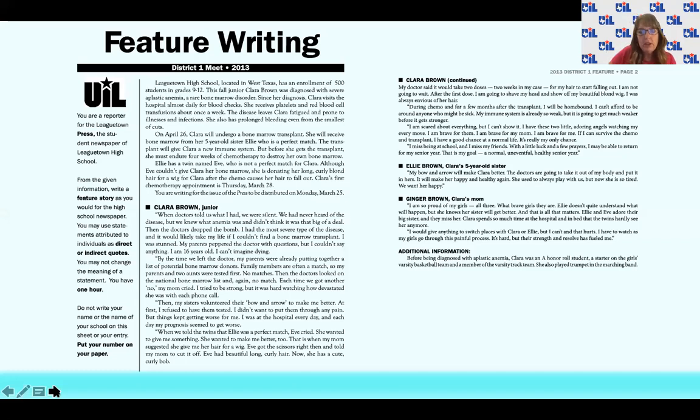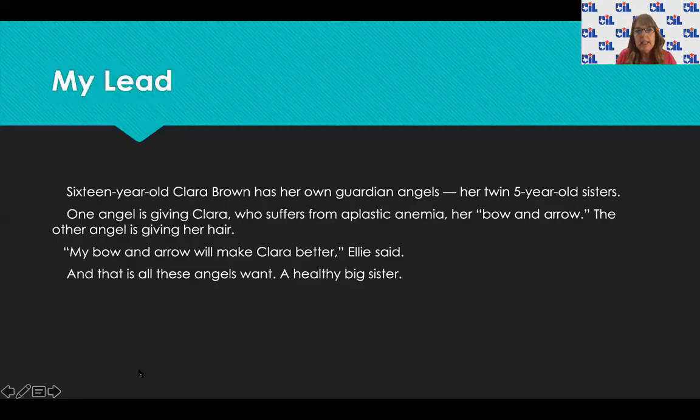So let's look briefly at the lead that I wrote for this. The lead is: 16-year-old Clara Brown has her own guardian angels, her twin 5-year-old sisters. One angel is giving Clara, who suffers from aplastic anemia, her bow and arrow. The other angel is giving her hair. "My bow and arrow will make Clara better," Ellie said, and that's all these angels want, a healthy big sister. So that's the lead we wrote for that story.